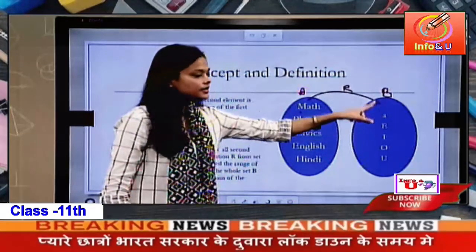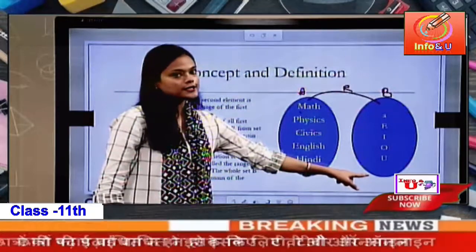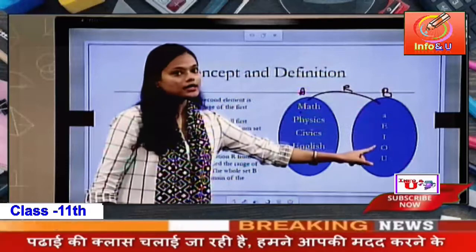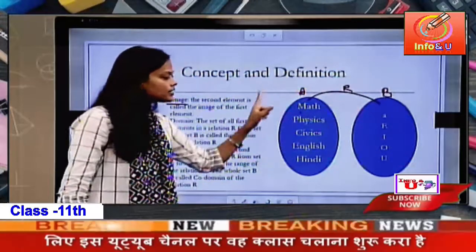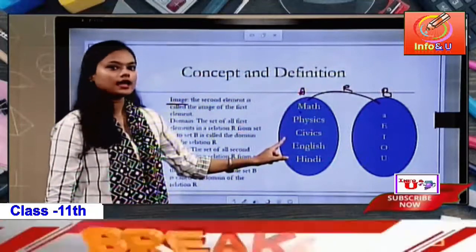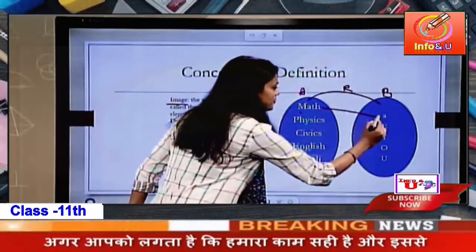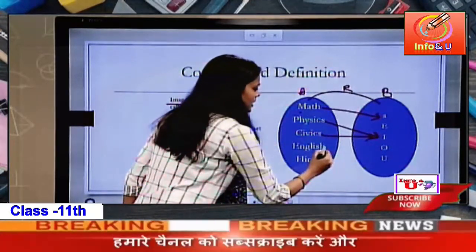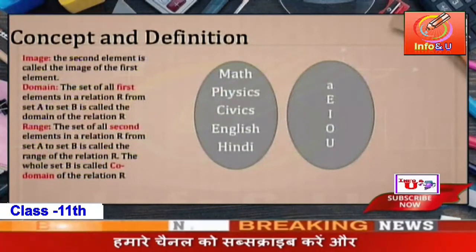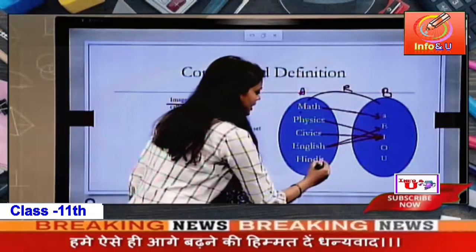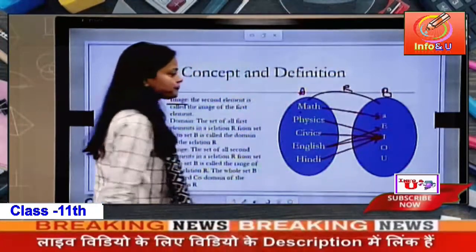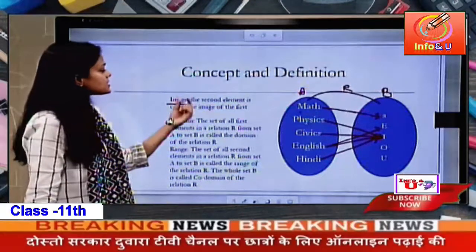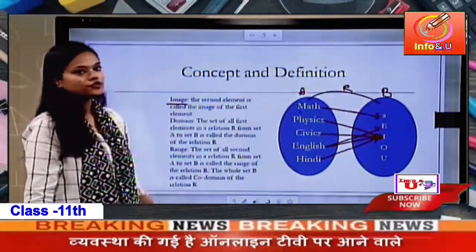Y is related, that means all the elements in set B are related to the elements in set A, where Y is representing vowels in the elements of set A. So math is related to A, physics is related to I, civics is related to I, English is related to E and I, and Hindi is related to I. Okay? Now, image. The second element is called the image of the first element.